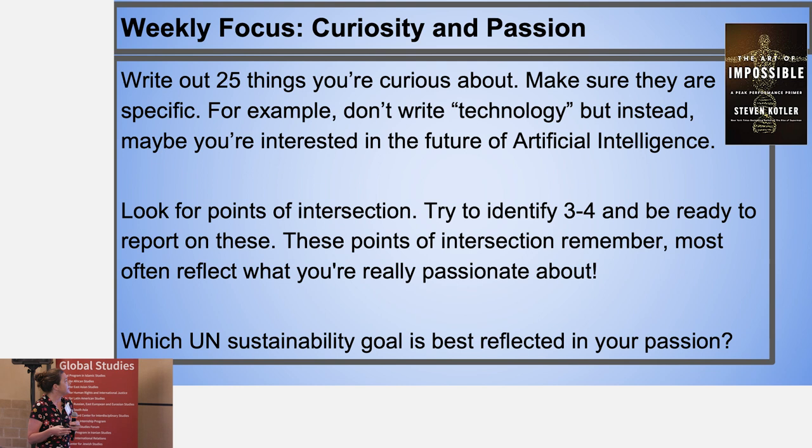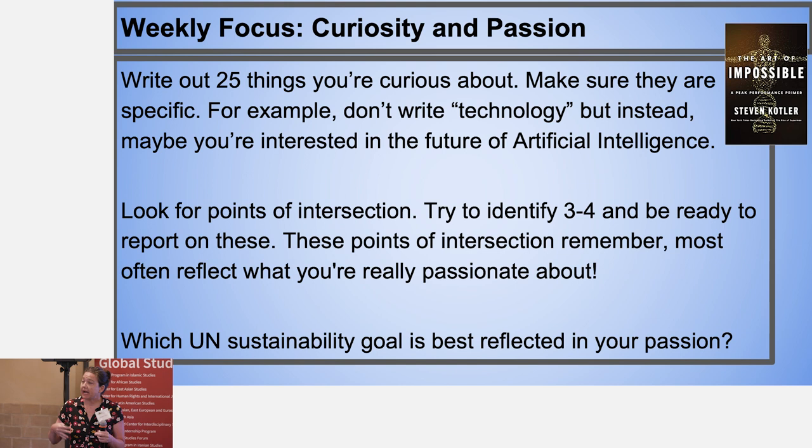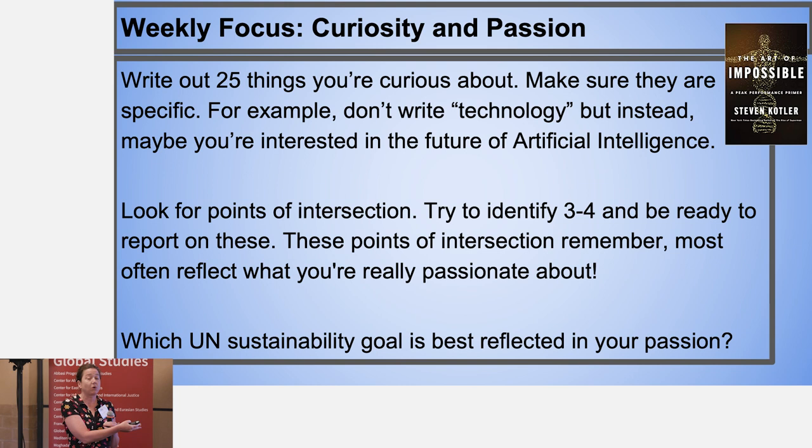This week would be an example of a theme and an assignment the students would engage in. This assignment has been adapted from The Art of the Impossible by Steven Kotler. In this example, students write out 25 things they're curious about. After they do that, they look for patterns and identify what they're really passionate about in life. From there, they map that passion to one of the UN sustainability goals that best reflects it. The UN sustainability goals are the same ones that Fran was talking about prior.